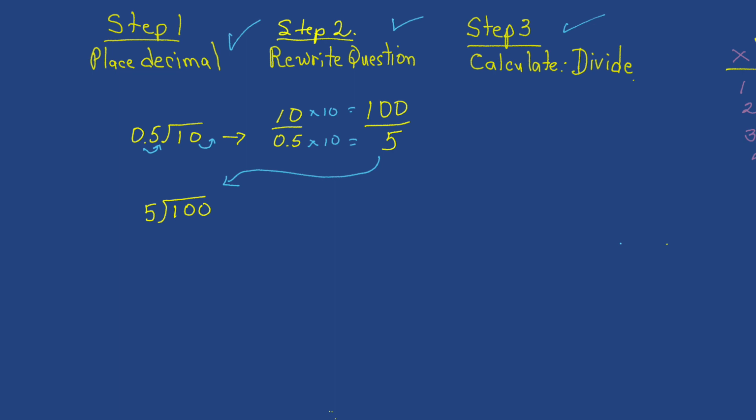I suppose I can do it quickly. 1 divided by 5 doesn't go. It's not enough. So 10 divided by 5 will be 2. And 2 times 5 is 10. Bring down the 0. 0 divided by 5 is 0. And then 0 times 5 is 0. And no remainder. Therefore, the answer, or the quotient, is 20.